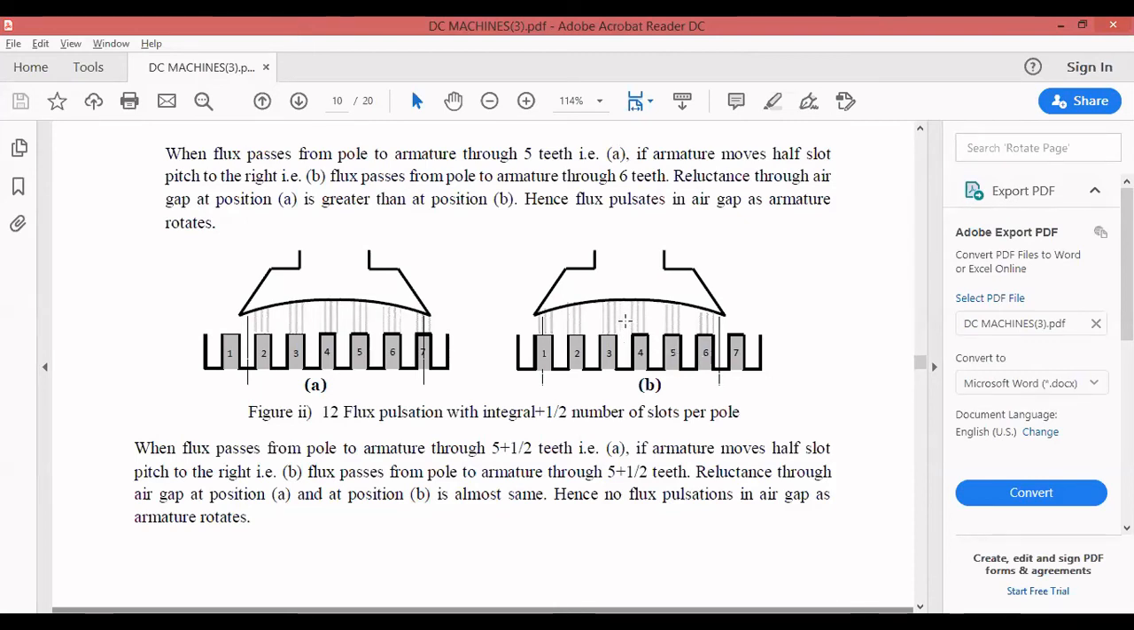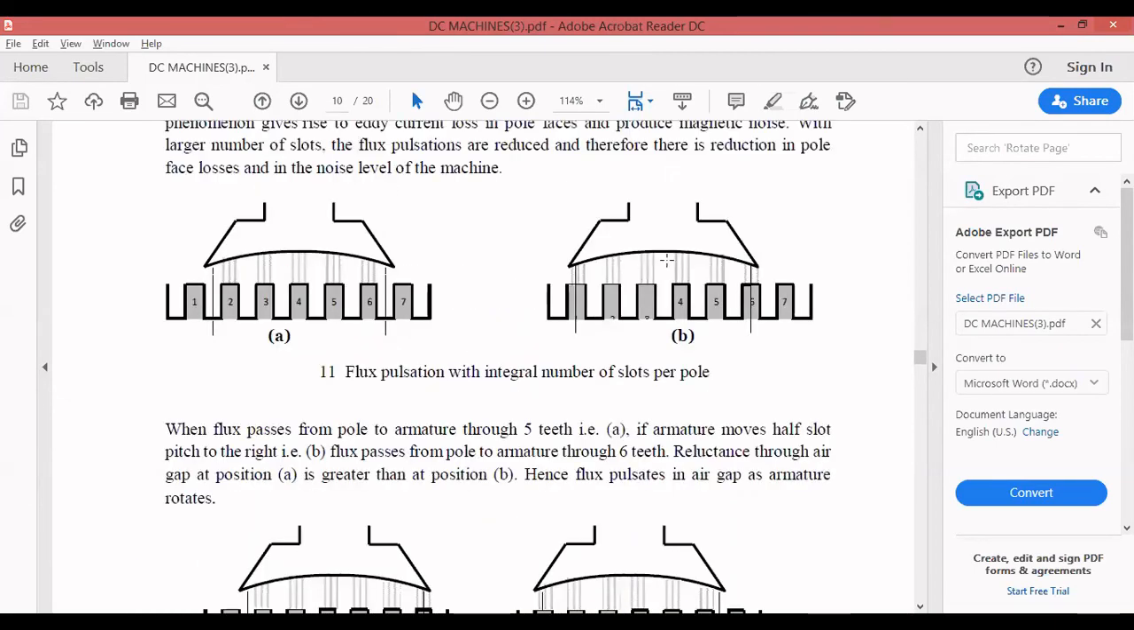The reluctance offered in this air gap will be the same. If you maintain a fractional number of slots, here it is a fractional number of slots, the reluctance offered in this air gap and in this air gap will be the same, and the flux pulsation will be the same. But not in this case here.